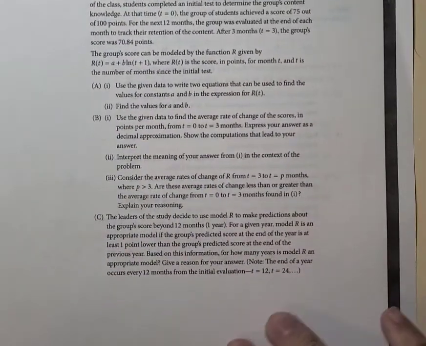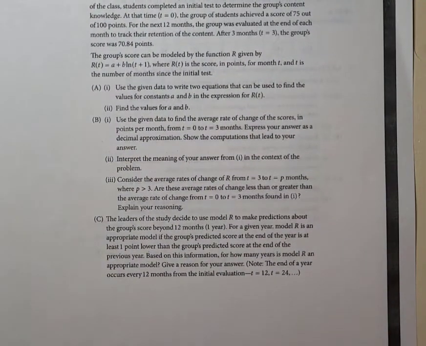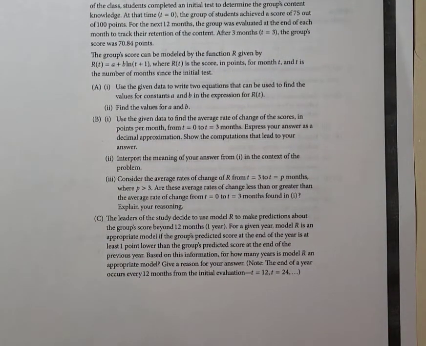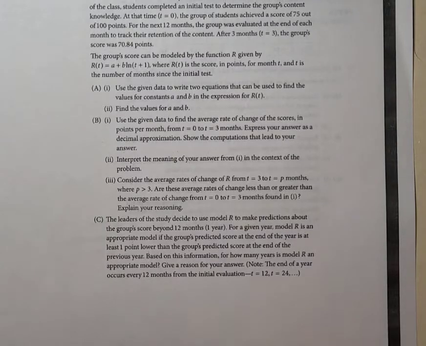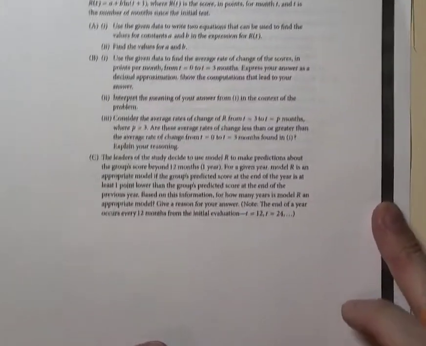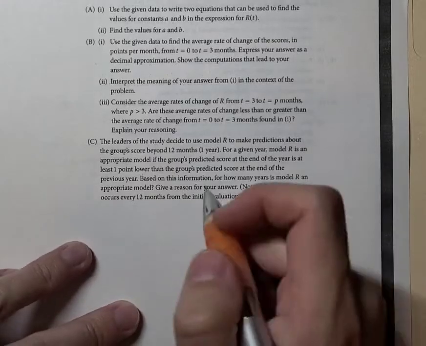Now let's move on to the last part over here. Leaders of the study decide to use the model R to make predictions about the group's score beyond 12 months. For a given year, model R is an appropriate model if the group's predicted score at the end of the year is at least 1 point lower than the group's predicted score at the end of the previous year. Based on this information, for how many years is the model R an appropriate model? Give a reason for your answer. Okay, so we probably want to just brute force start looking at differences.